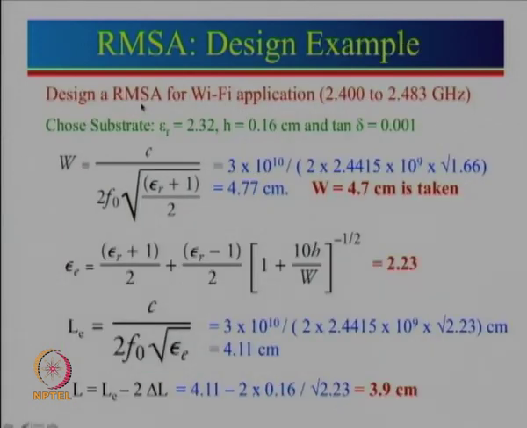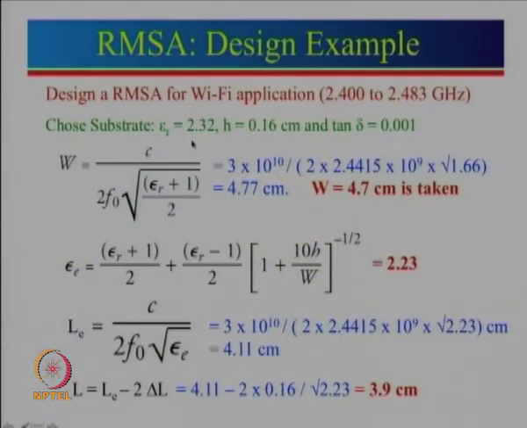We will start with the design of a rectangular microstrip antenna for Wi-Fi application. You know that Wi-Fi works around 2.45 gigahertz, but the exact frequency ranges from 2.4 to 2.483. Now, till now we have not really looked into what controls the bandwidth, what controls the gain and other things. So we will just take one of the standard substrates. This is a substrate whose parameters are epsilon r 2.32, H is 0.16, which is equal to 1 by 16 inches, and tan delta is 0.001, which is a low loss substrate. Now we know the frequency, so take the center frequency as 2.4415, which is in between.